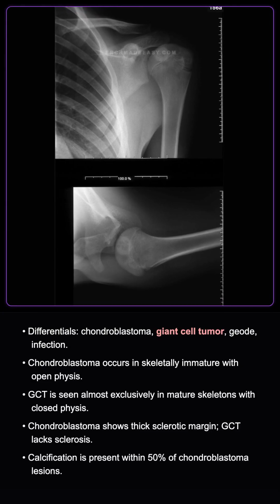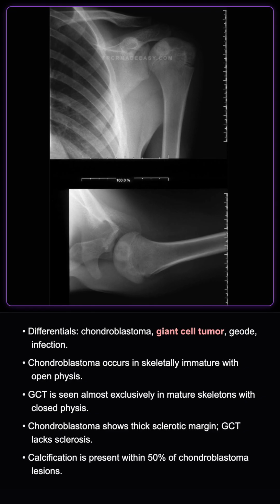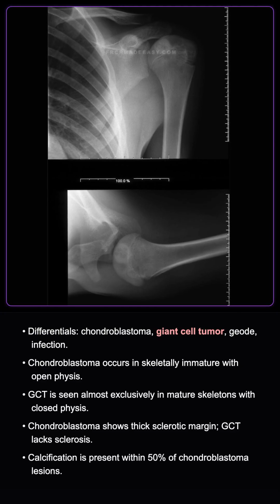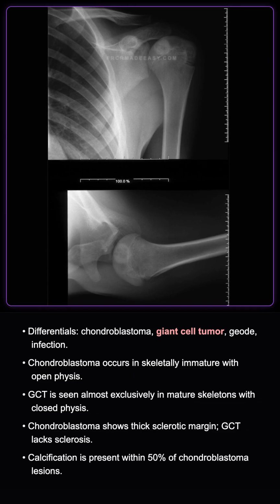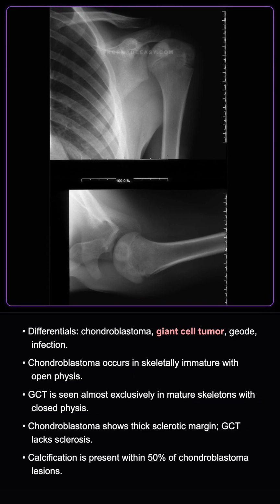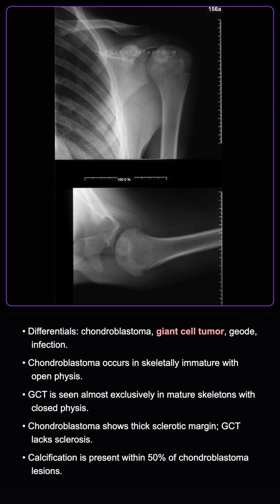We can differentiate chondroblastoma from a giant cell tumor by evaluating skeletal maturity. Chondroblastomas characteristically occur in children and adolescents with open epiphyses, whereas giant cell tumors are almost exclusively seen in adults after the growth plates have fused. Additionally, giant cell tumors typically lack a sclerotic margin and are eccentric, whereas chondroblastomas frequently exhibit a thick sclerotic rim and internal matrix calcification.